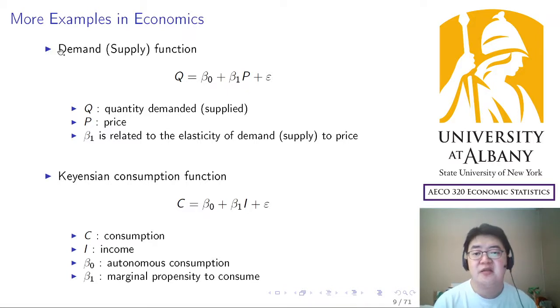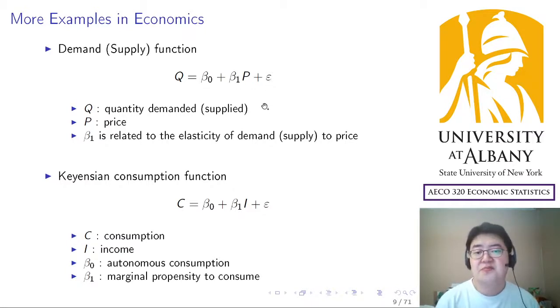Like first, demand or supply function. Quantity is assumed to be a linear function of price. When price increases, demand decreases, so then beta 1 would be negative. But if it was a supply function, when P increases, Q must increase. Anyhow, they have the same structure. We observe the quantity and the price. We observe how much demand there is if we set price at a certain level.